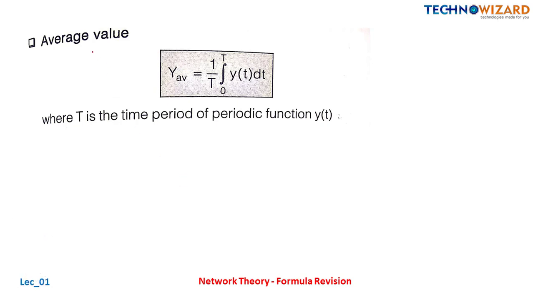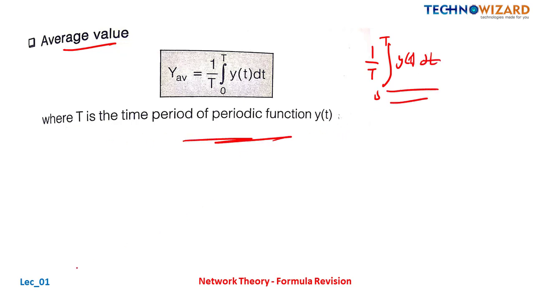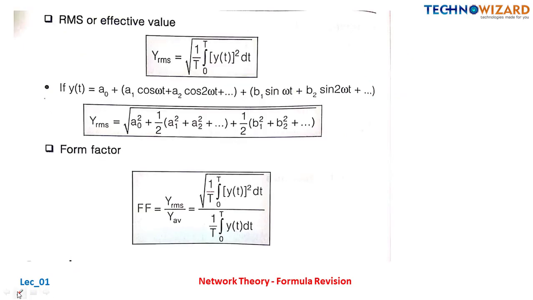Now how to find the average value? I have not seen any question related to this in your ISRO exam. To find the average value, it is equal to 1 by T integral of 0 to T of y of t dt. This is how you can find the average value, where T is the time period of the periodic function y of t.